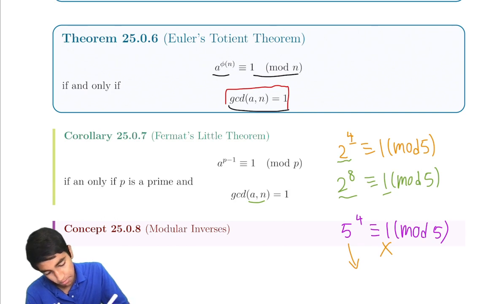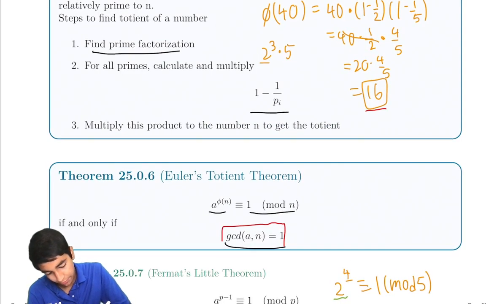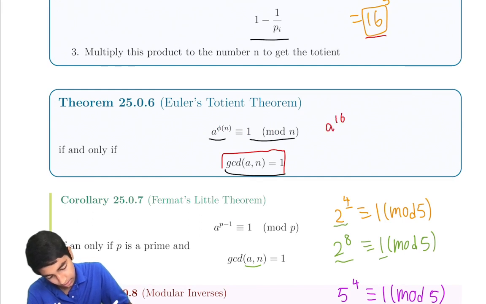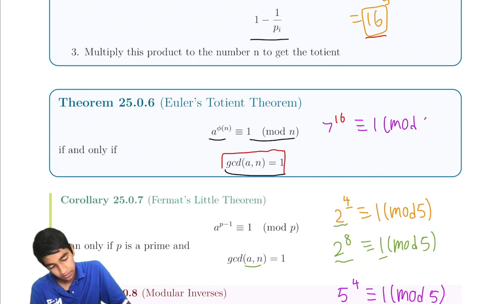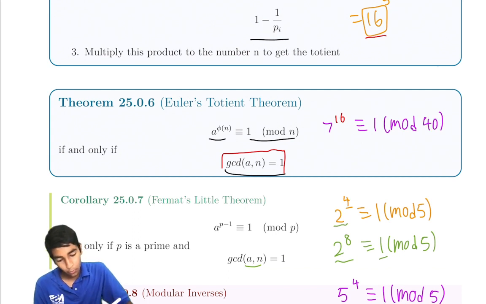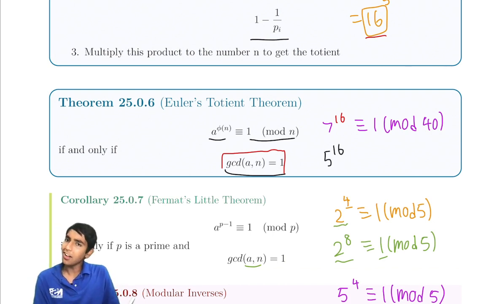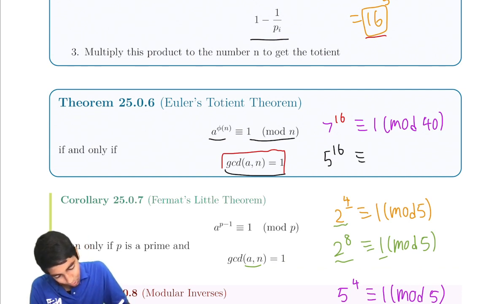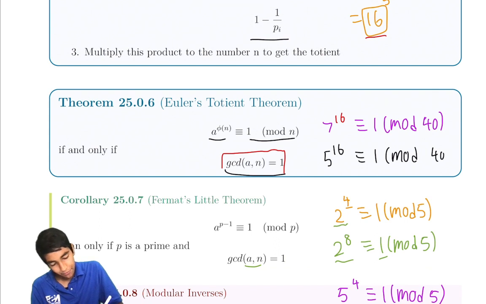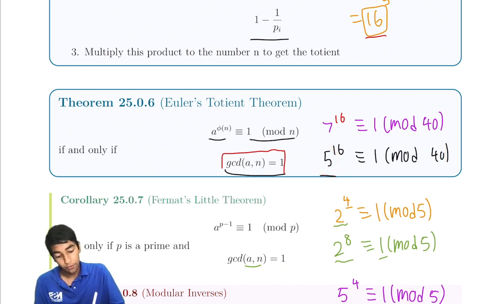So for example, remember we found totient of 40 is 16. So we have some a to the 16, let's say 7 to the 16 is 1 mod 40. Now, what about, like I was about to say, 5 to the 16, is that 1 mod 40? Of course not, because 1 mod 40 is not a multiple of 5, but 5 is a multiple of 5. So again, make sure that your base of the exponent and your mod don't share any common factors. You will mess up if you don't remember to check this, and it's a very common mistake, so it's definitely something you should watch out for.